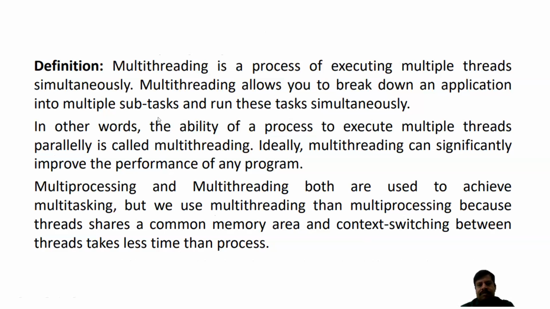If you want to write this in an exam, you can write any one of the definitions. Ideally, multi-threading can significantly improve the performance of any program. Multiprocessing and multithreading both are used to achieve multitasking, but we use multithreading rather than multiprocessing because threads share a common memory area and context switching between threads takes less time than between processes.